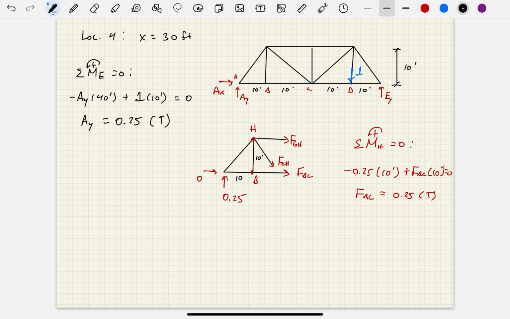And so finally, my last location, location 5, X is going to equal 40 feet. I'm not going to draw all this out all over again, but I would encourage you to pause the video and convince yourself of it. But you should see that AY is 0 and FBC is also going to be 0 for location 5.